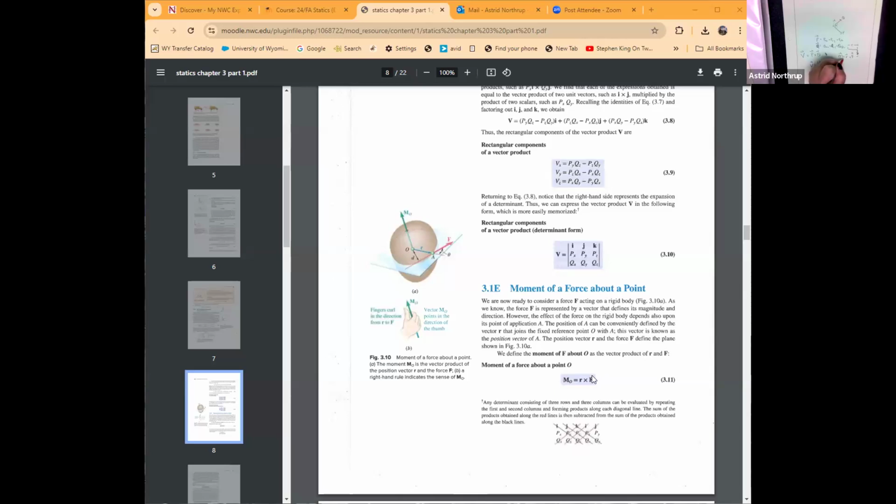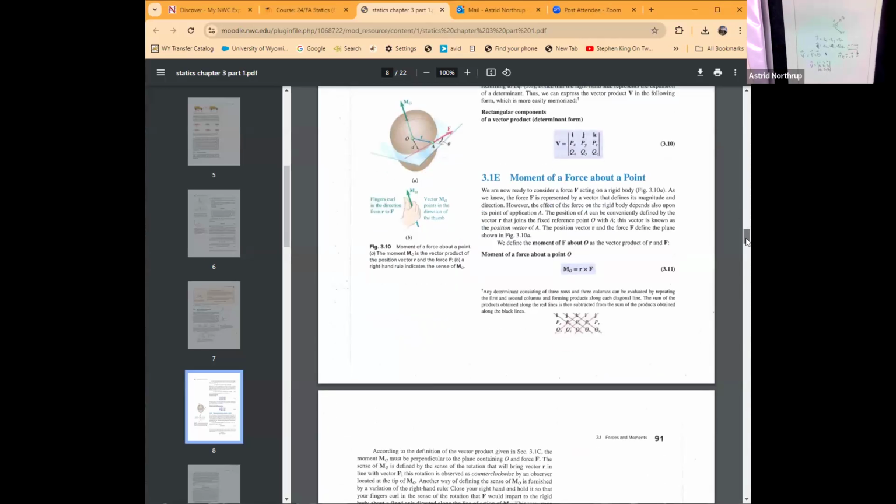And the other piece is when you have moments, you always have to specify a point that they're taken about. In other words, where that moment arm or boom begins, and also where it ends. But O would be the point where it begins.